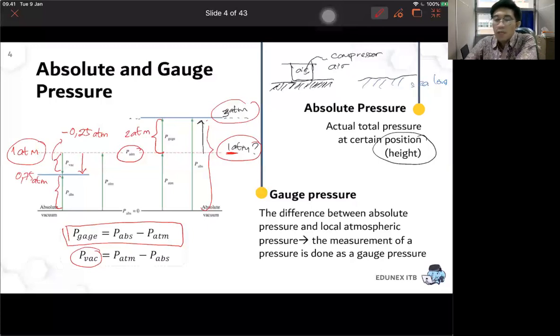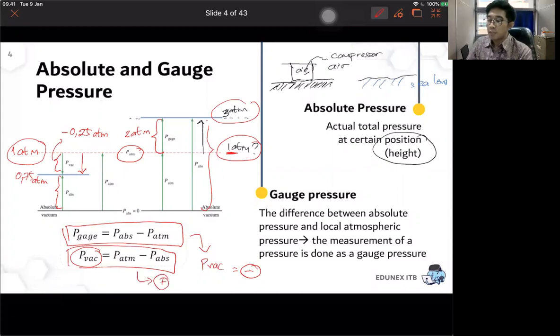So the minus actually shows that the actual pressure, or the absolute pressure, inside the tank is lower than the atmospheric pressure. If you are using this equation, the value of P vacuum will be minus. But if you are calculating by the second equation, the value will be positive, because atmospheric pressure is higher than the absolute pressure in the vacuum condition.